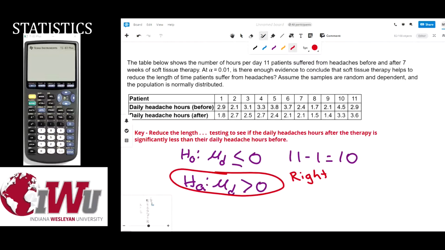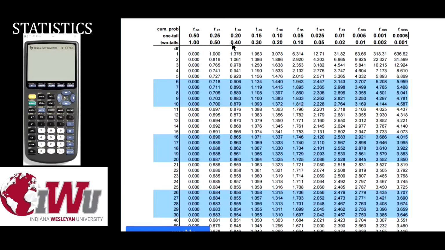Now again, if you use technology, that's perfectly fine, or you can use the table like I'm going to do right now. As we use the table, we are looking at an alpha of 0.01. Now again, this is one tail. When we go to the t-table here, the reason we're using the t-table is that the sample is pretty small, so we're doing a t-test. We're dealing with one tail.